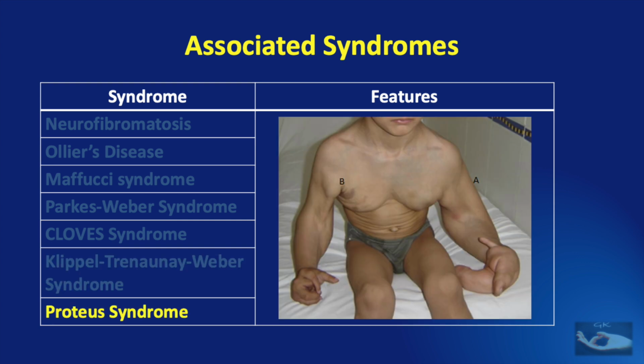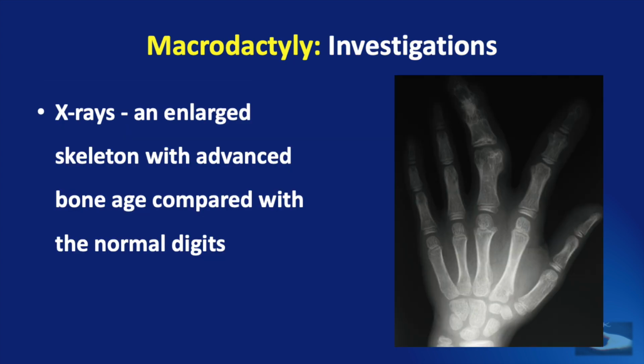In Proteus syndrome, hamartomatous dysplasia, macrodactyly, pigmented linear epidermal nevi and subcutaneous hamartomas will be the features. X-rays of the macrodactylous digits will show enlarged skeleton with advanced bone age compared to the normal digits. In this example, you will note that the epiphysis has not yet fused on the middle phalanx in the ring finger, whereas on the middle finger, which is affected by the macrodactyly, the epiphysis has almost completely fused.